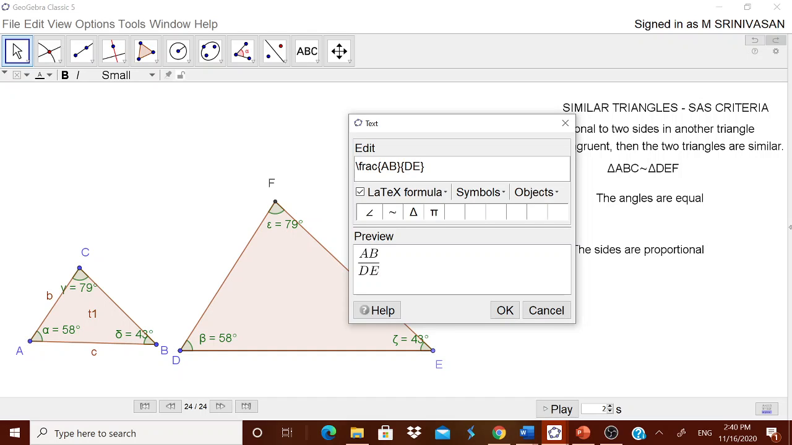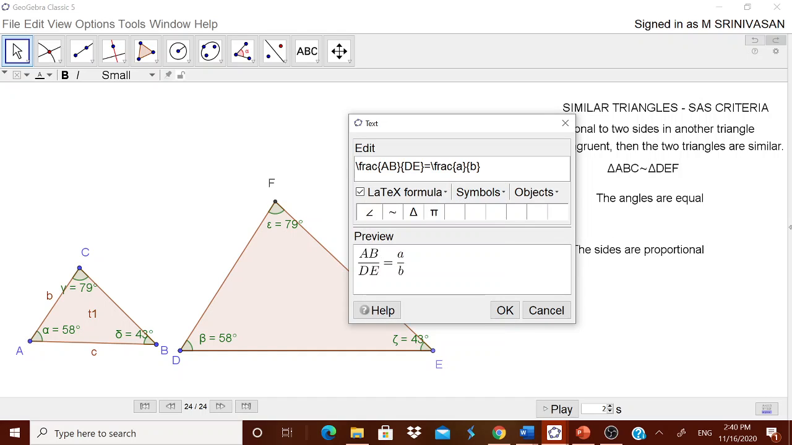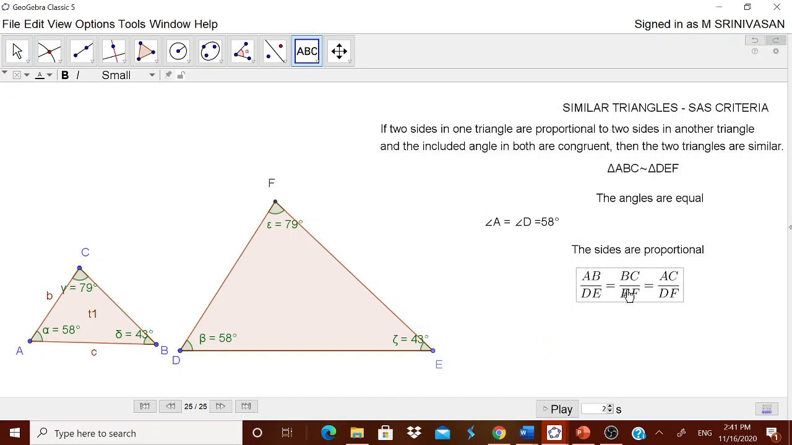It will be DE, is equal to, once again in the LaTeX formula, roots and function, A by B. Remove this A and then type the next one, BC. The corresponding side, you remove it and then you write EF is equal to, it will come very perfect. LaTeX formula, roots and function A by B. Once again remove this A and write AC. Here its corresponding side will be DF. Okay, DF. Okay, you can click OK. Now it is coming over here.